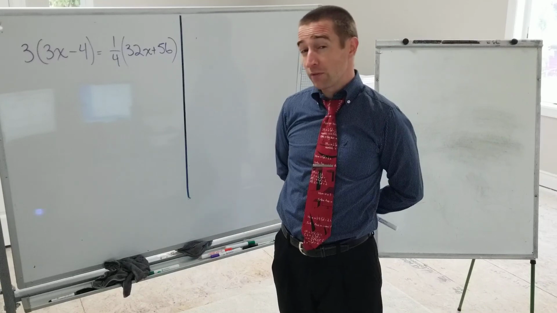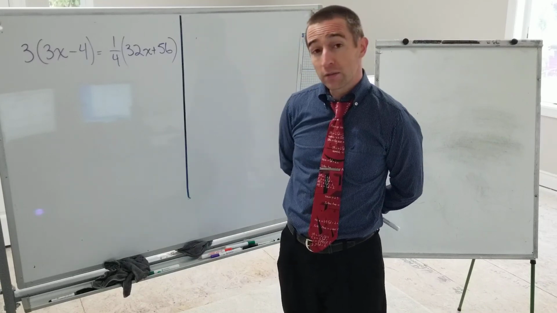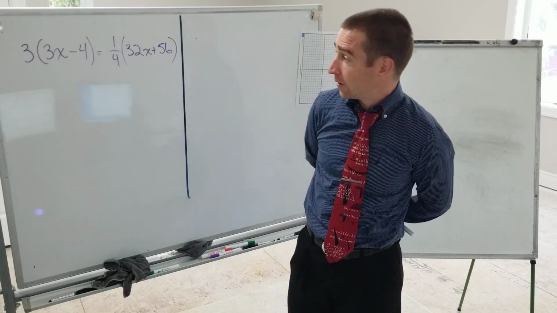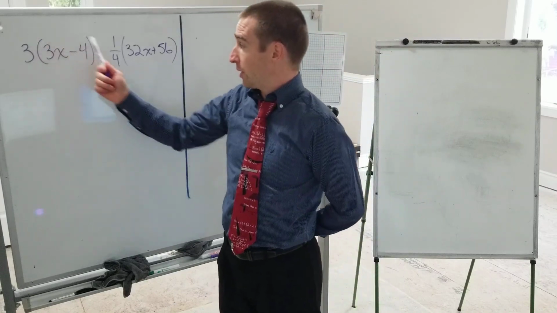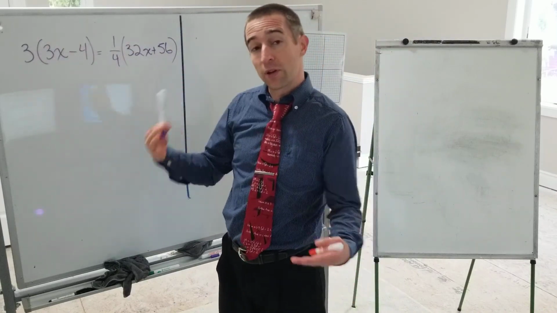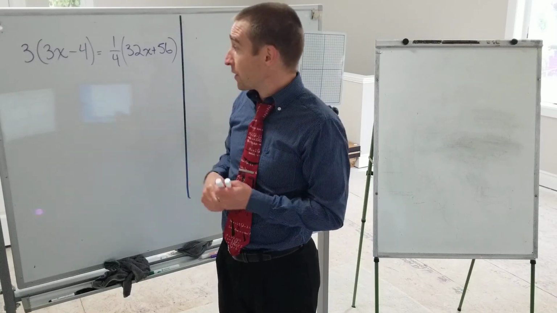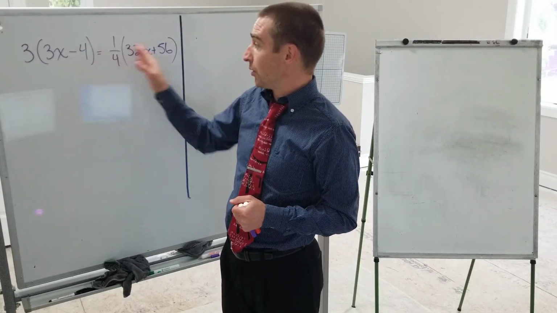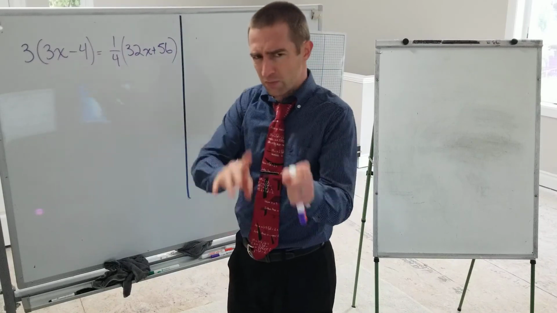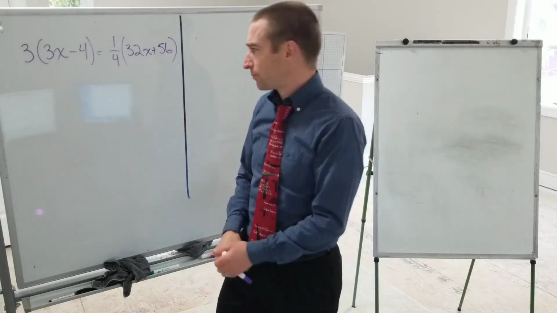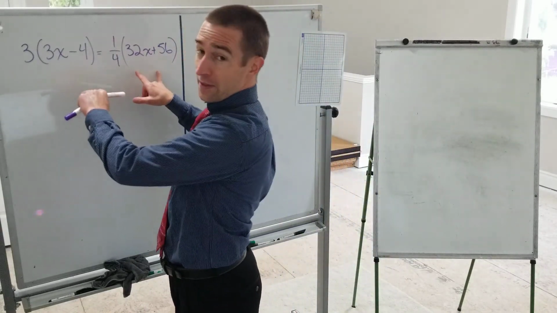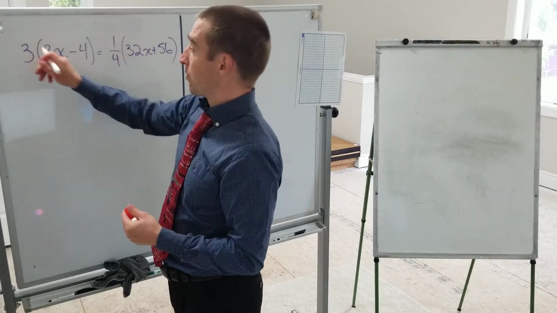Well, there's a couple good first steps. One, we could distribute the 3 and distribute the 1/4 to get rid of those parentheses. That's the first step I would take, probably. Another thing you could do is multiply. Oh, we'll just distribute. We can save that other stuff for later. So basically, I want to get rid of these parentheses here, so I'm going to distribute through the parentheses.